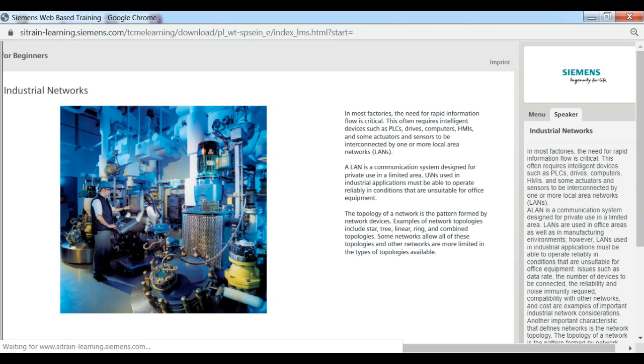However, LANs used in industrial applications must be able to operate reliably in conditions that are unsuitable for office equipment. Issues such as data rate, the number of devices to be connected, the reliability and noise immunity required, compatibility with other networks, and cost are examples of important industrial network considerations.